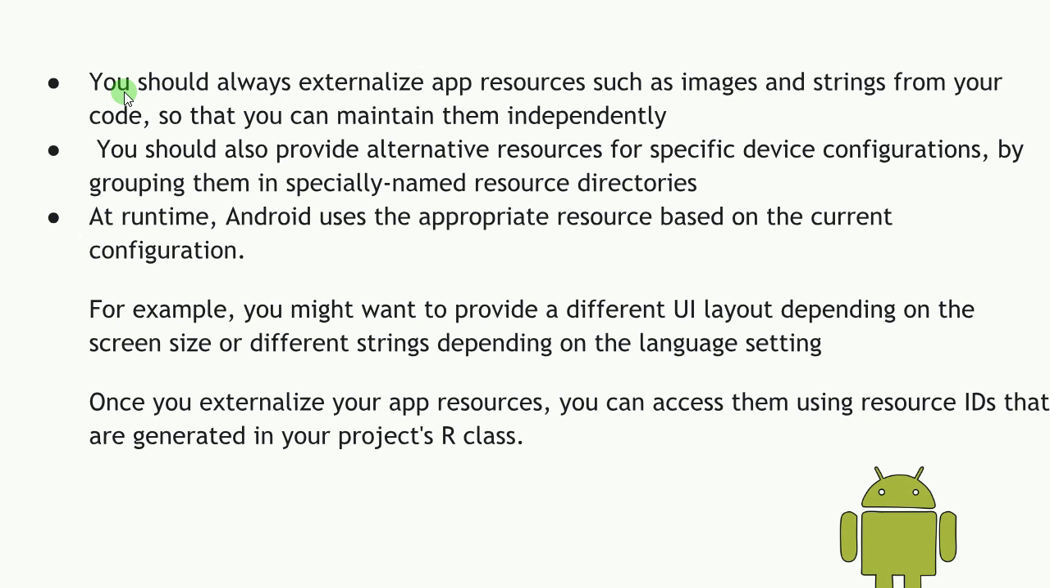You should always externalize app resources such as images and strings from your code so that you can maintain them independently. What this really means is that your images, strings, or any other app resource that you're going to use in your app should be kept separate from the rest of your code.